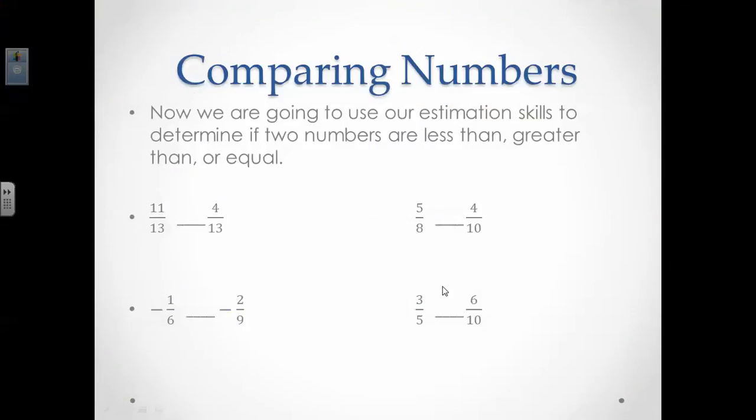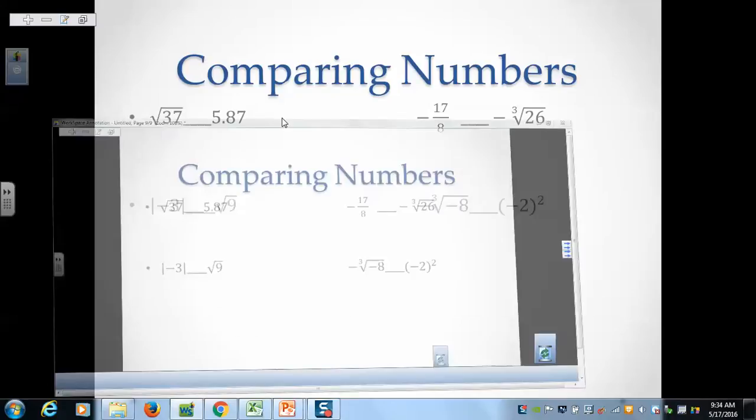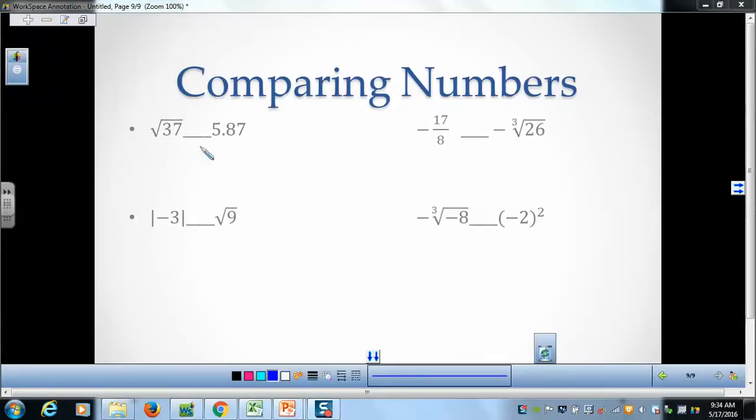All right, let's run through a few more here. These involve radicals and decimals, so let's talk about how to compare these. Once again, when we look at these, we want to find our perfect squares. So if I go through what we've been talking about, the square root of 25 is 5. The square root of 36 is 6.